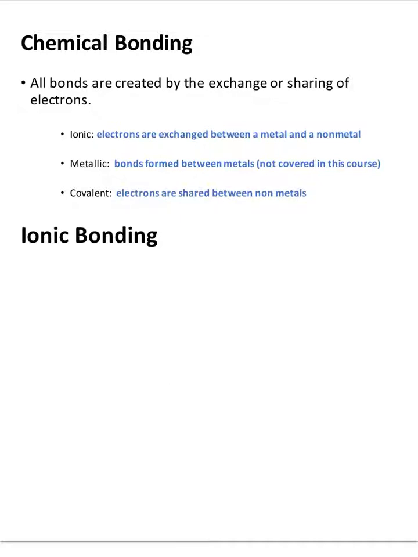The second type, which we're not going to cover in this course but is worth noting, is metallic bonds, which are bonds formed between metals, so two things that are on the left-hand side of the periodic table. Now, the last type of bonding is covalent bonds. This is when electrons are shared, specifically between two atoms that fall on the right-hand side of the periodic table, or the nonmetals.